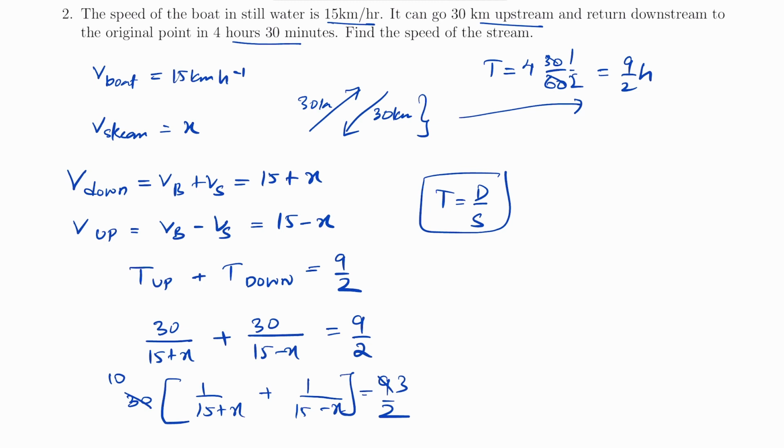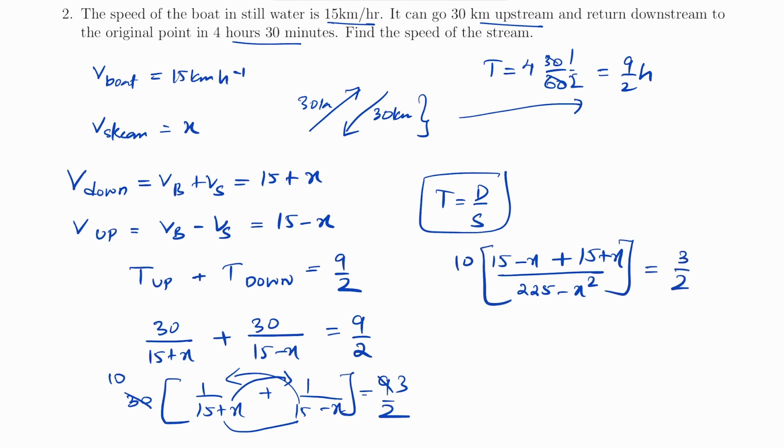Let's simplify inside the fraction. 15 minus x into 1, so that will be 15 minus x plus 15 plus x into 1, divided by multiplying the denominators, 225 minus x square, is equal to 3/2, and we have 10 outside. So minus x and plus x cancel. 10 into 15 plus 15, 30, divided by 225 minus x square is equal to 3/2.